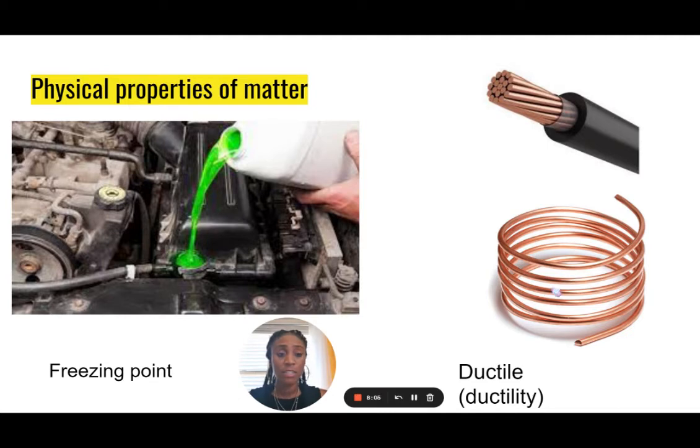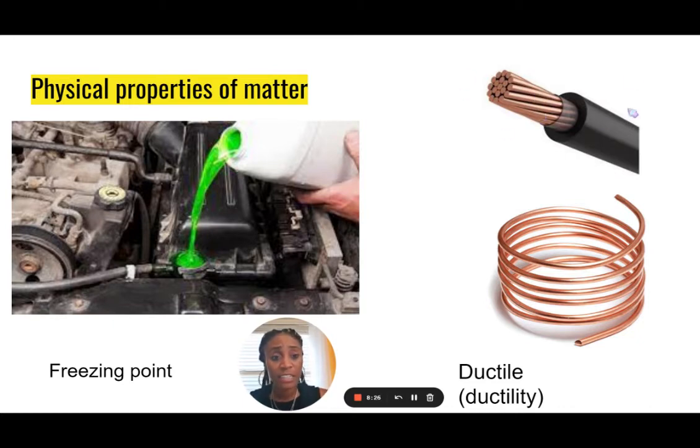Now let's go across to this picture here. It's talking about ductile. What's that word? See, here we have the copper wires. Inside the wires in a lot of our appliances, we have copper. Copper is a good conductor of electricity.